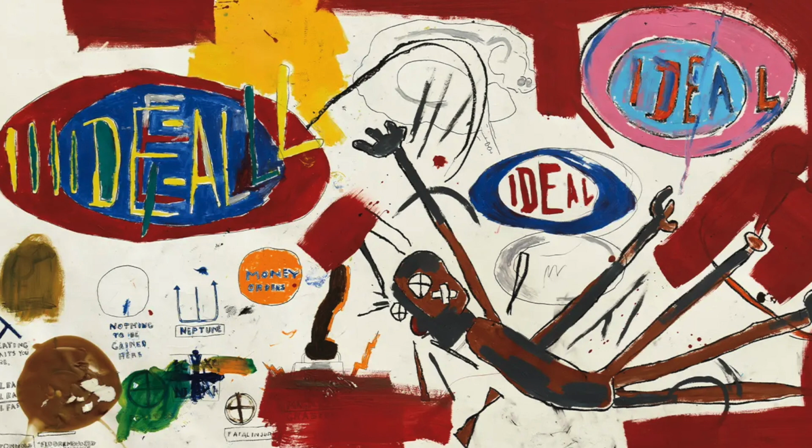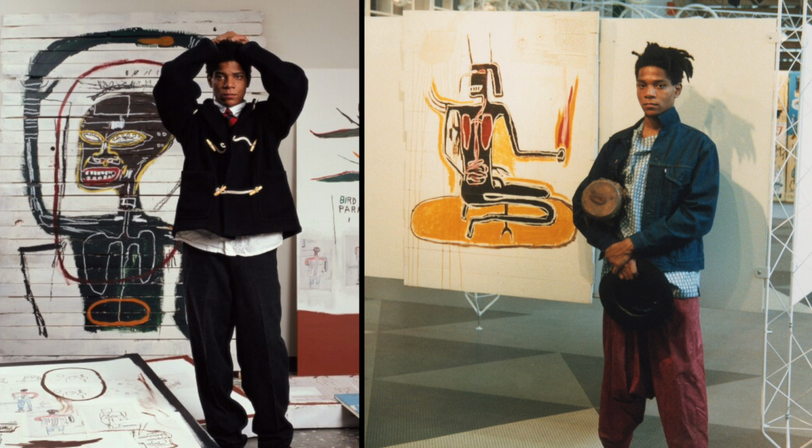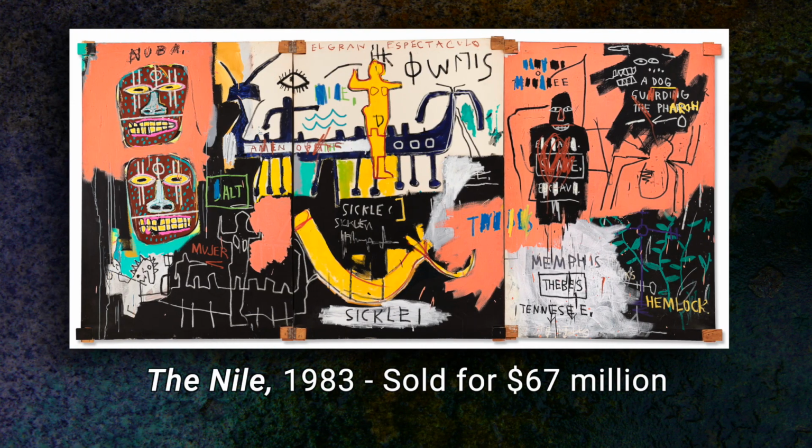Basquiat's paintings have themes that resonate with viewers on a personal and societal level. Themes of identity, race, cultural heritage, power, and mortality are often in his work. He managed to complete more than 2,000 drawings and paintings during his short career. Three of his works have made impressive sales in recent years.